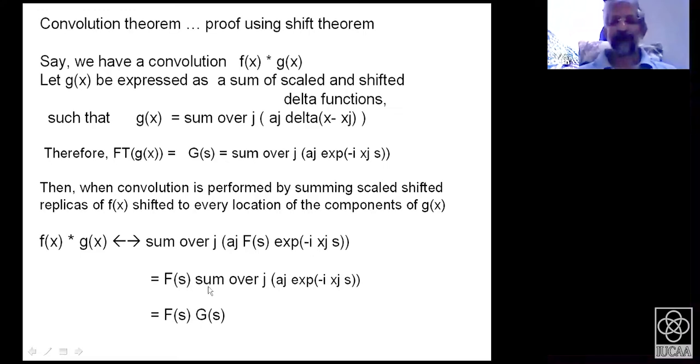So f of s can be taken out, and what will remain is the sum over j of the scale factors times the phase term. And this is nothing but the Fourier transform of the function g of x. And so, without going through any elaborate maths, we have proved conceptually that the Fourier transform of a convolution is a product of the Fourier transforms.